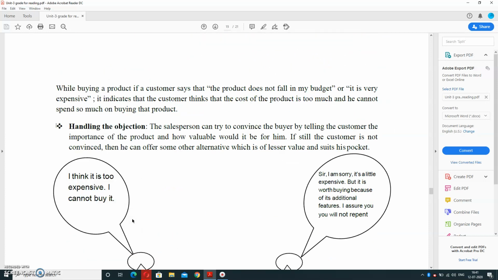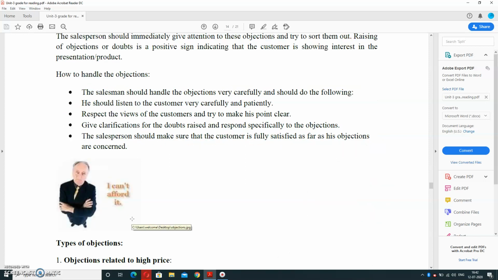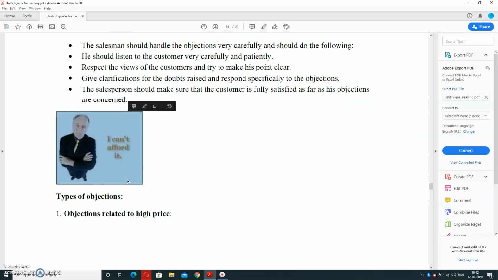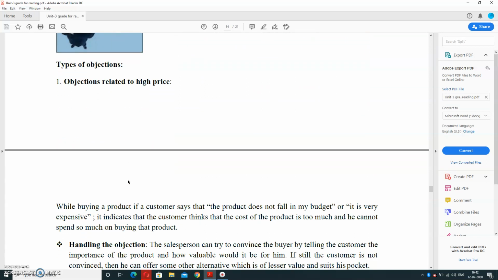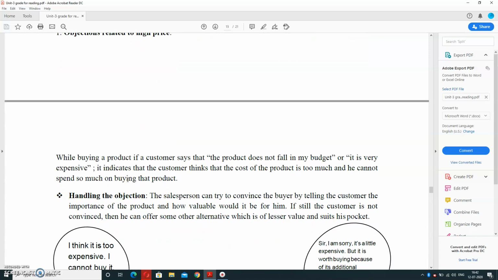He will try to convince the buyer by saying, sir, the quality of the product is very good, everything is very good, you can take and compare with another company's product, and many more clarifications he can give. The salesperson can try to convince the buyer by telling the customer the importance of the product, how valuable it will be for him. If the customer is still not convinced, then he can also offer an alternative product that has less value or a lower price.